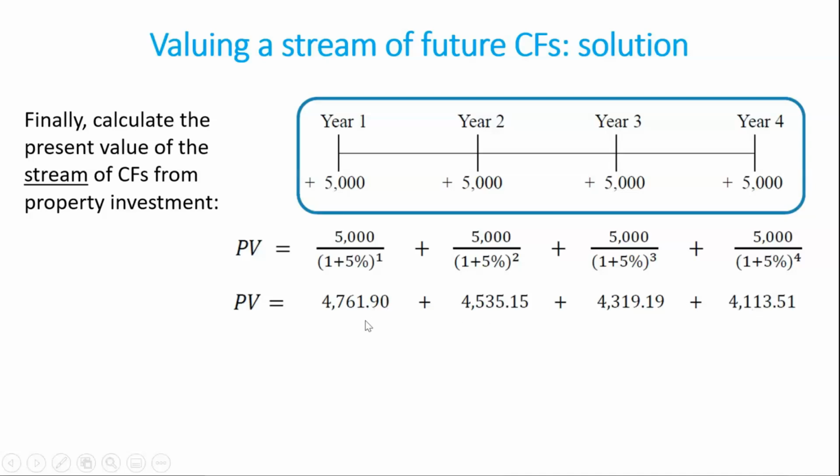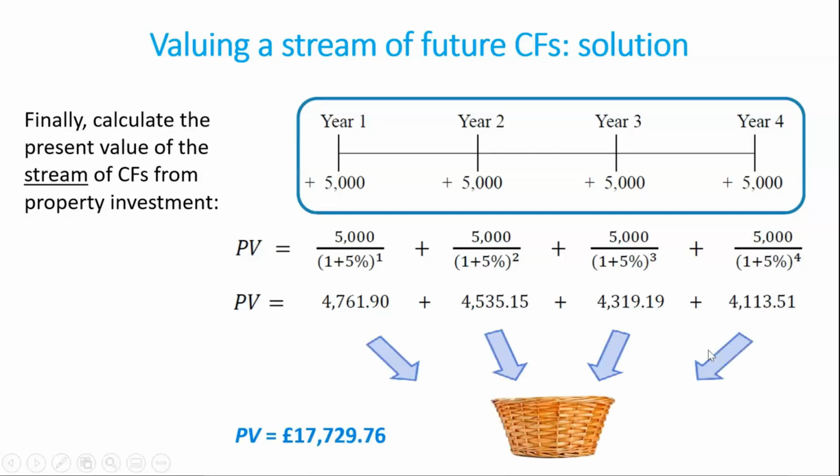A more recent cash flow is worth more compared to what you will get in the future, because of risk, first of all, and because you could be earning 5% in an alternative investment, so you will be prepared to give up less today in order to receive this cash flow. If you add them all up into our basket, our apple, orange, banana, and pineapple, you will get the present value, £17,729.